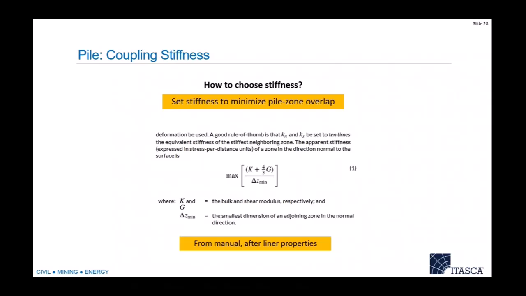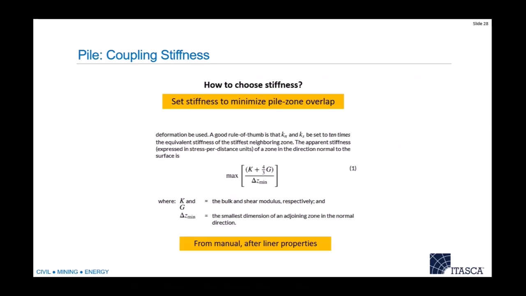Will it drastically change the results if you put in a different stiffness? It will if it's less than 100. So if you put in a stiffness of 1, that will be wrong. If you put in a stiffness of 1,000,000, that'll be great, but you will be cycling forever.